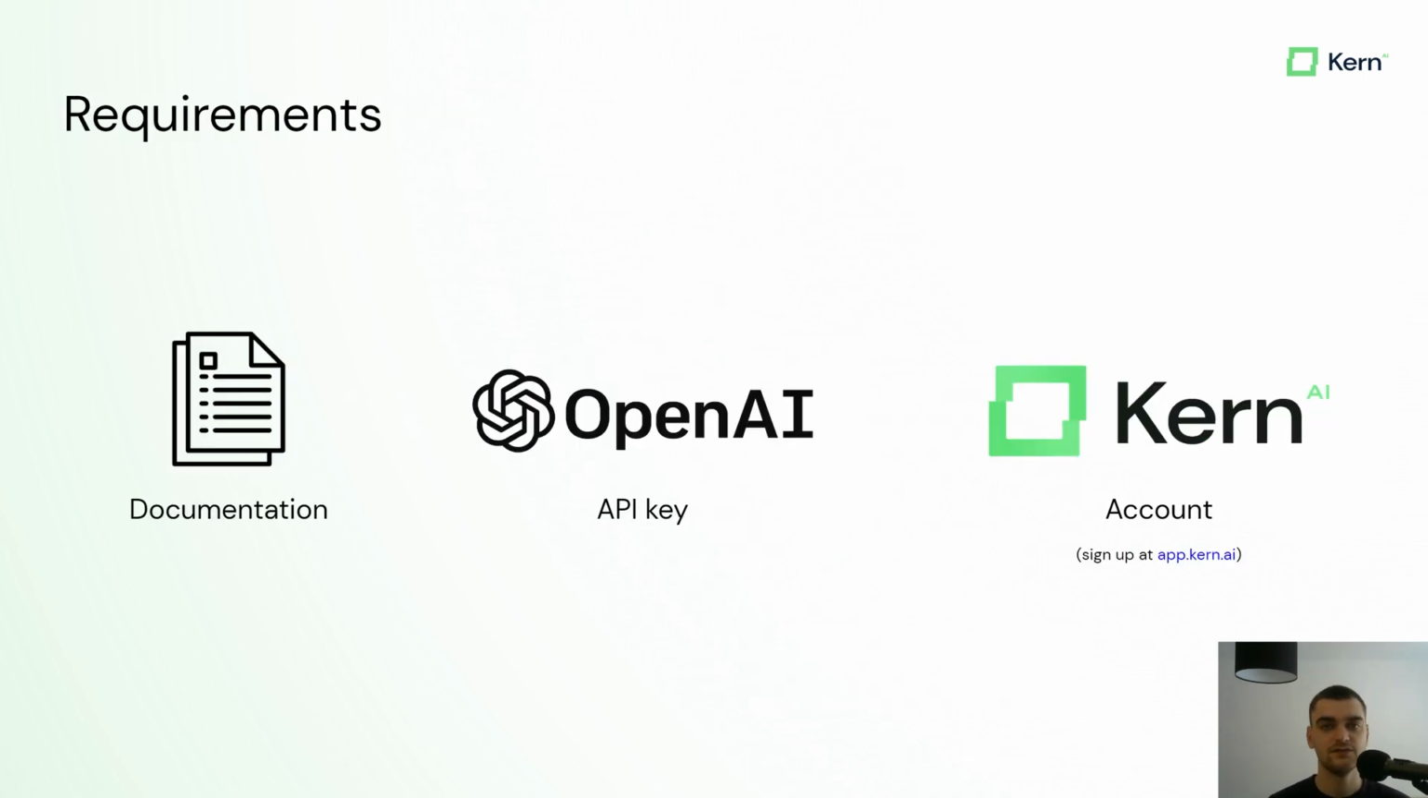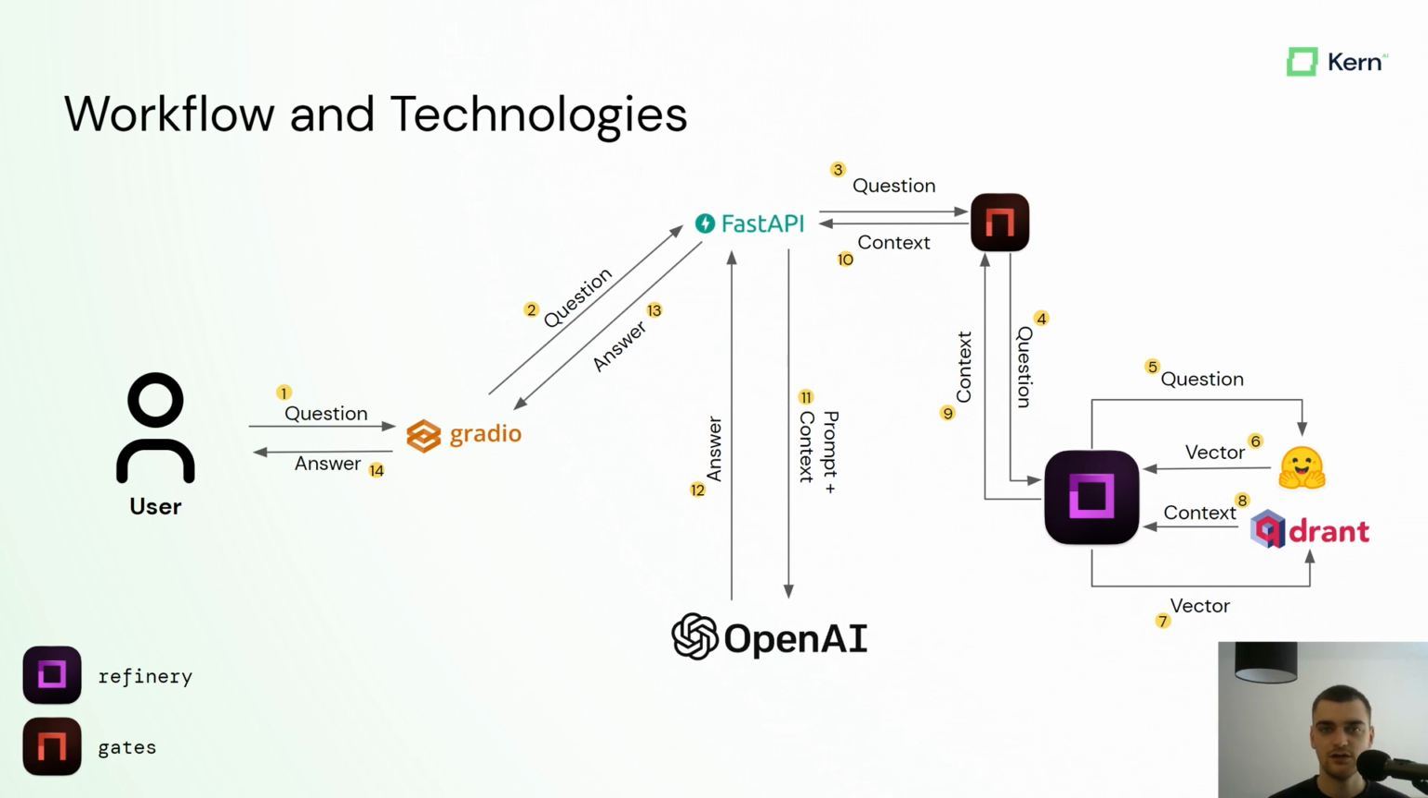The requirements for what we're going to do today are really basic. You're going to need your documentation, of course. You're going to need an OpenAI API key because we're going to use ChatGPT, namely GPT 3.5 Turbo, as our language model. And we're going to use the product stack of Kern AI, where you just need to have an account registered, which you can sign up for at app.kern.ai.